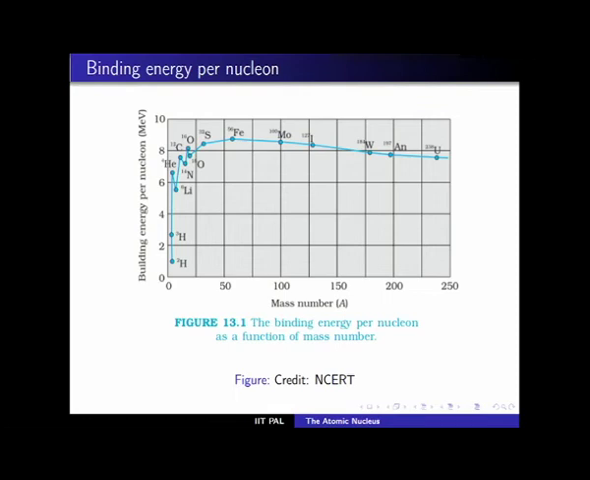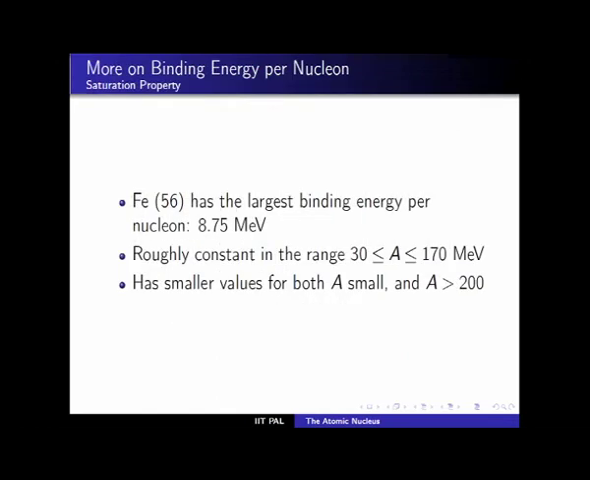So I would like you to remember this fact that iron is the most stable nucleus. We do not have an explanation for this at this particular point. We will take it as an accepted fact, although a qualitative description can be given as to how the saturation takes place. This is summarized in this slide. Iron-56 has the largest binding energy, about 8.75 MeV. It is roughly constant in the range 30 to 170, and it has smaller values for both small A and A greater than 200.